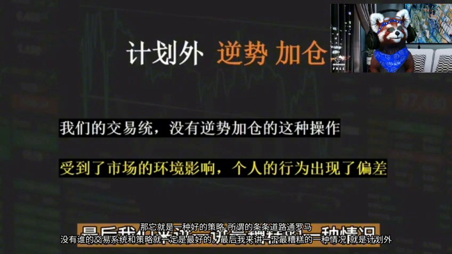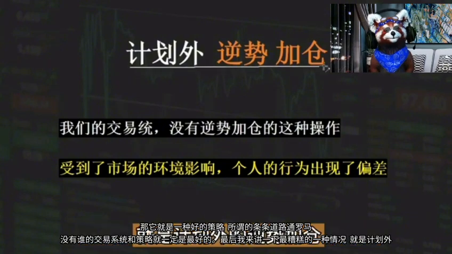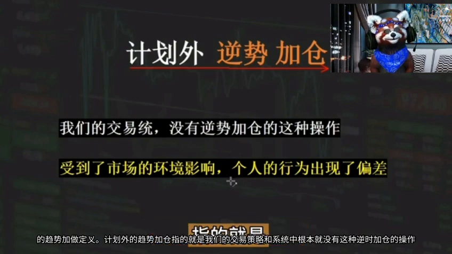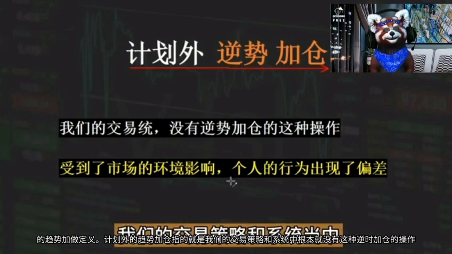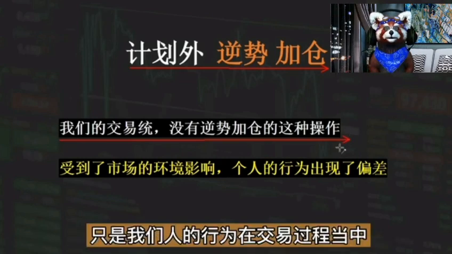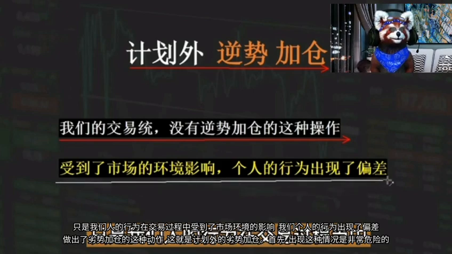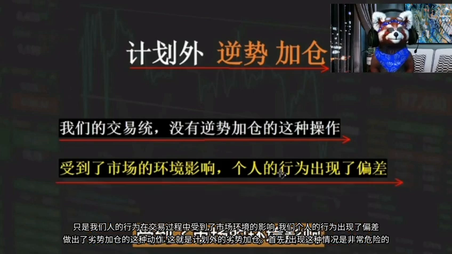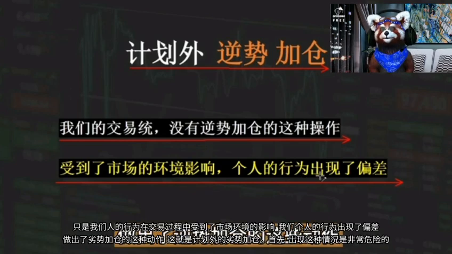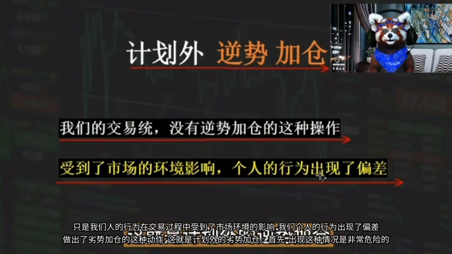Finally, let me talk about the worst-case scenario, which is being unplanned. The unplanned trend of adding positions refers to the fact that our trading strategy and systems simply do not have this kind of counter-timing of adding positions. It's just that our human behavior has been influenced by the market environment during the trading process, and our personal behavior has deviated, leading to actions like adding positions at a disadvantage. This is an unplanned increase in positions at a disadvantage.